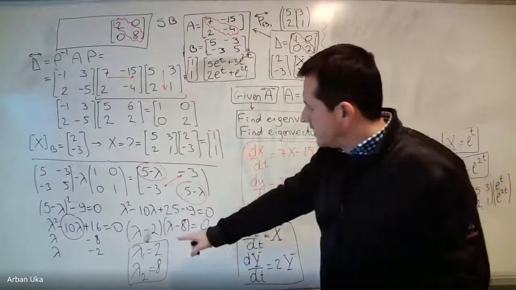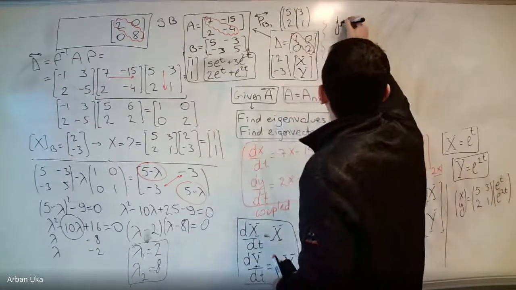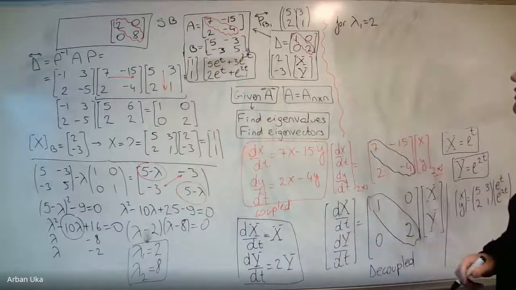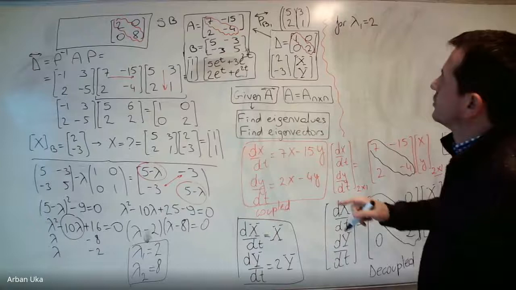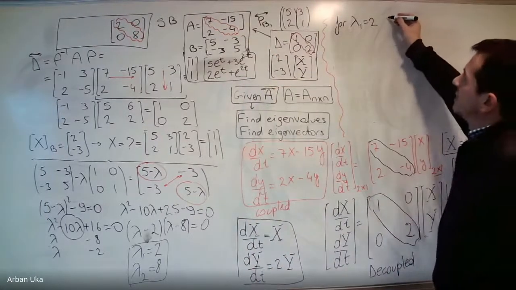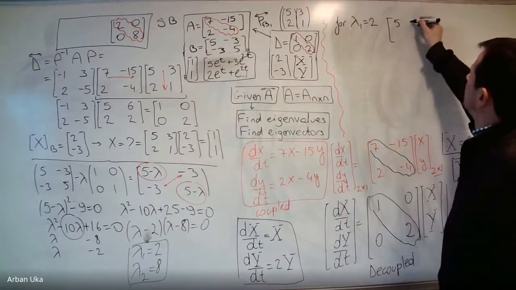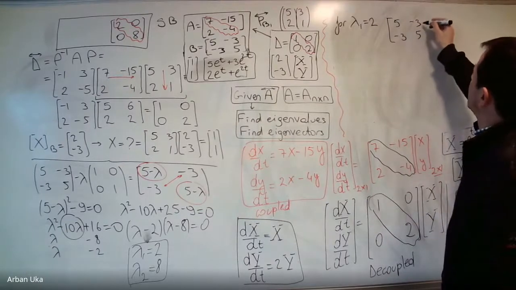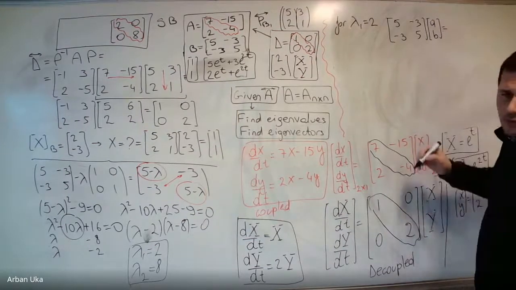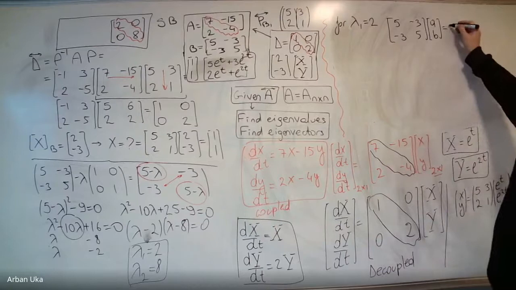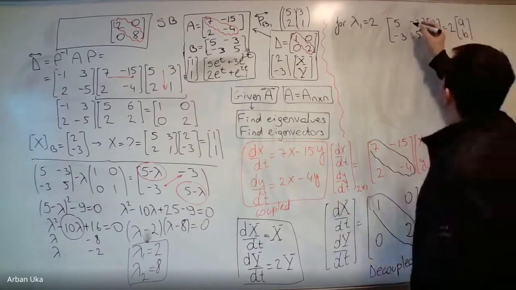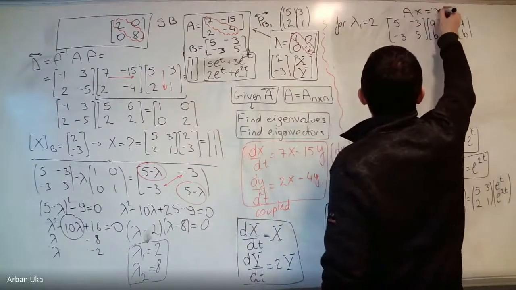So for lambda 1 equal to 2, what do we get? Let's write it the simplest way. This is 5 minus 3, 5 times AB. This is equal to what? This is equal to 2AB, right? So this is AX equal to lambda x.